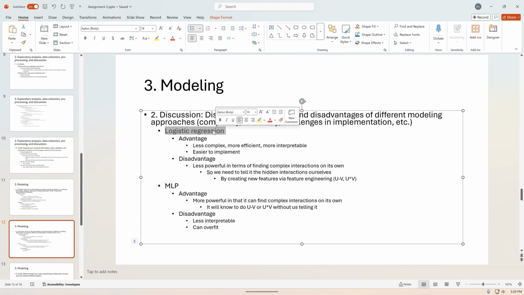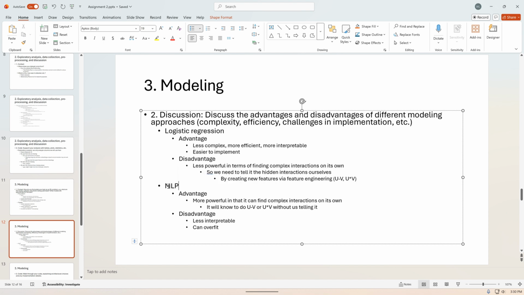So logistic regression advantage, obviously that's less complex and more efficient and also more interpretable, and it's easier to implement. Disadvantage, it's less powerful in terms of finding complex interactions on its own. Right, so you basically have to tell it the hidden interactions, otherwise, it's not going to find it on its own. So we do this by basically creating new features via feature engineering, right? U minus V, U times V, we talked about this.